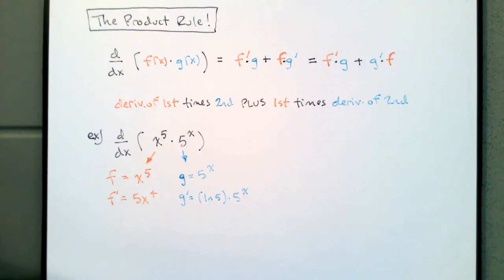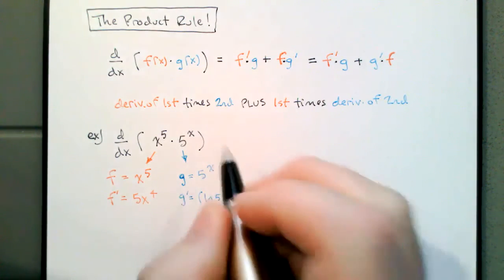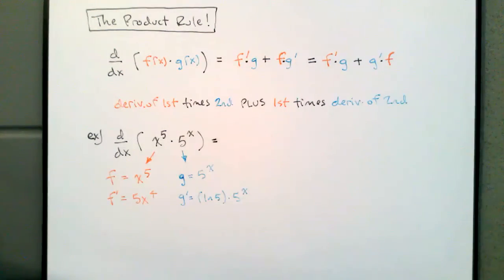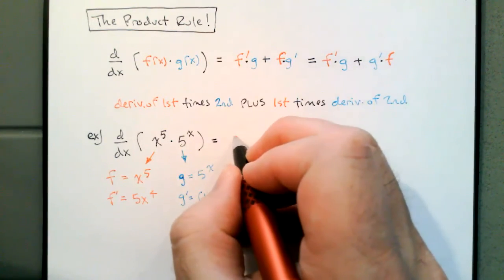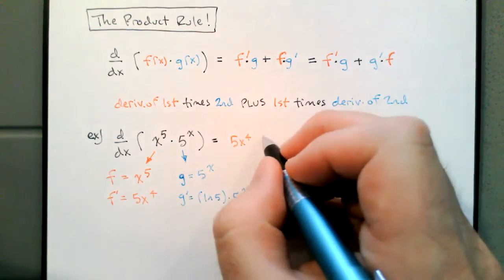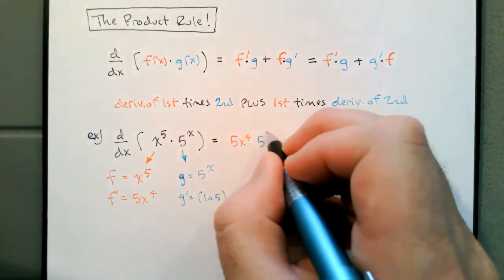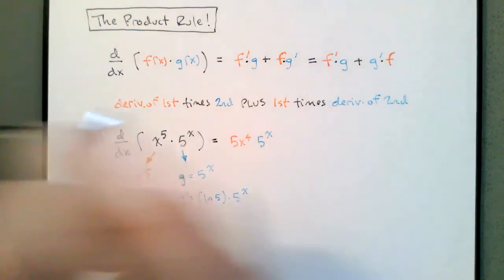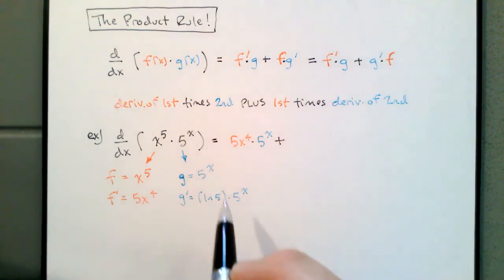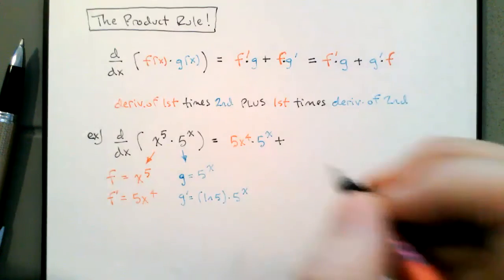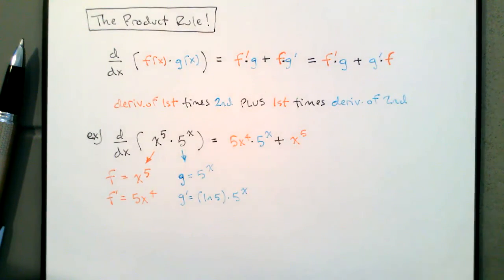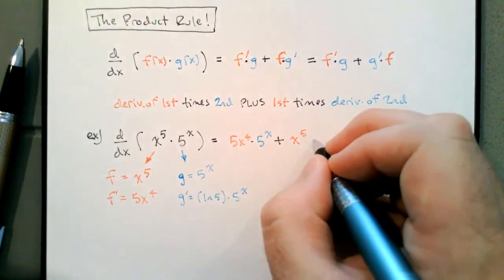So the derivative of x to the fifth times 5 to the x is going to be f prime times g, so 5x to the fourth times 5 to the x, plus f times g prime, x to the fifth times the natural log of 5 times 5 to the x.